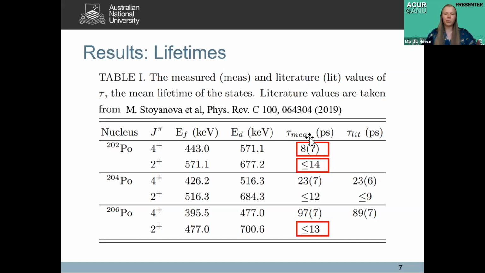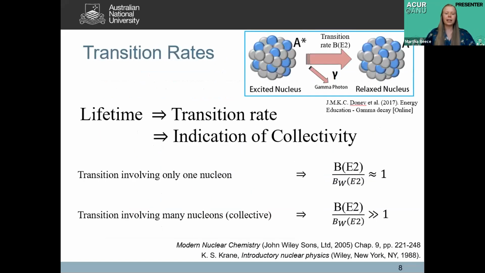So this is all very well and good, having these lifetimes, but it doesn't actually directly tell us anything about the collectivity we're interested in. So what we have to calculate is a value called a transition rate. The transition rate gives us an indication of the number of nucleons moving, and it's calculated straight from these experimental lifetimes. A value of around 1 indicates that there's about 1 nucleon moving, like in the single particle dynamics. A value a lot larger than 1 indicates that there's a lot more nucleons moving around, so the nucleus could be vibrating or rotating or something like that.